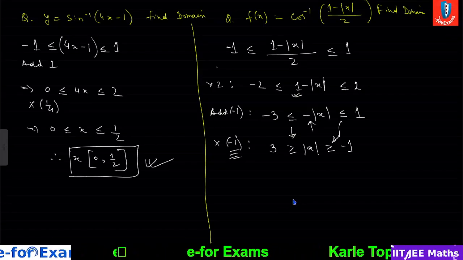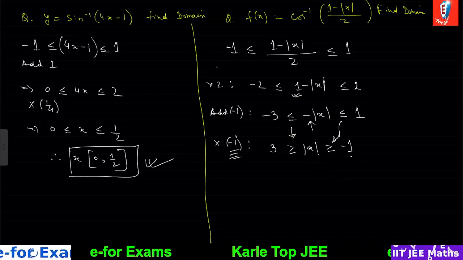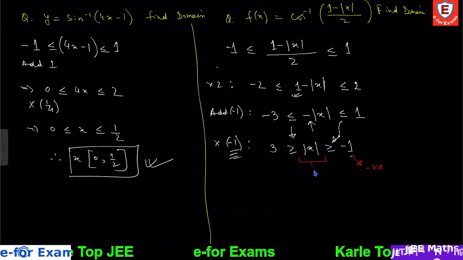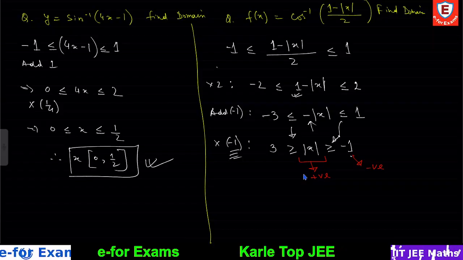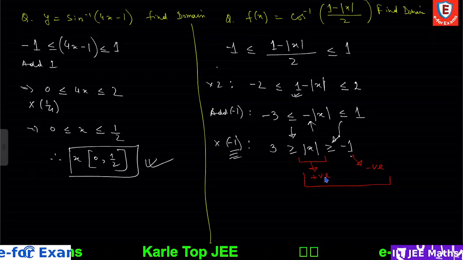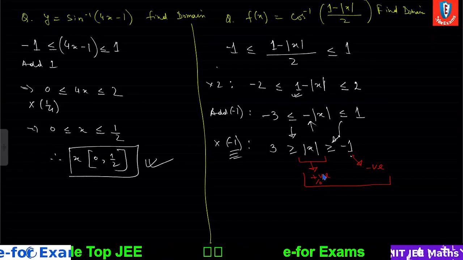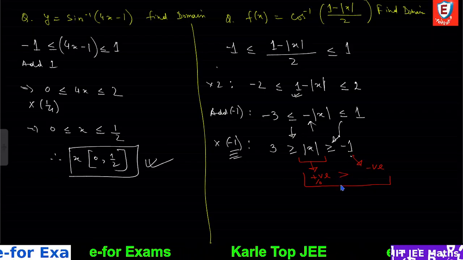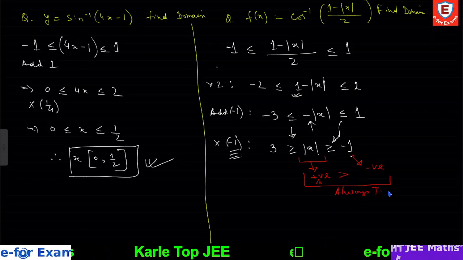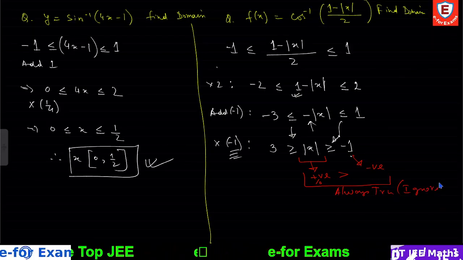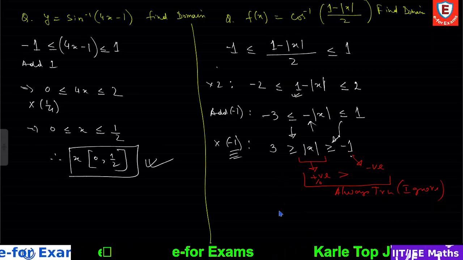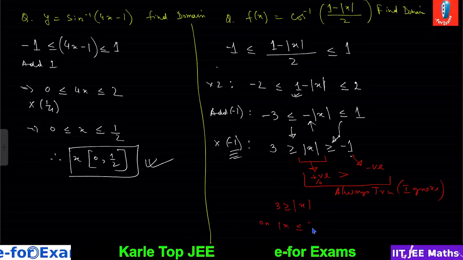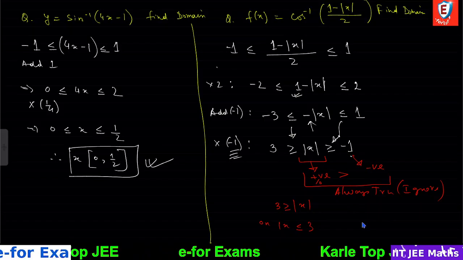See from here, let's check this one. I will use a different color. Here this is a negative value. Mod x, the final output is always positive. So positive is greater than negative. Always 0 or positive is greater than negative. This is always true. So we can ignore this. So directly we can write 3 is greater than or equal to mod x, or mod x is less than or equal to 3, right?